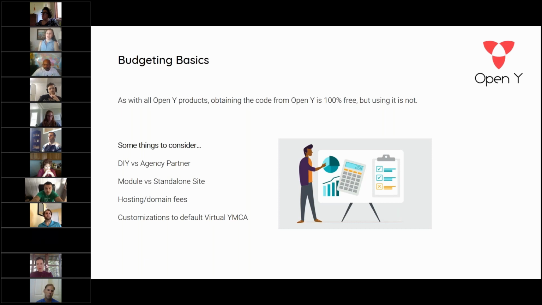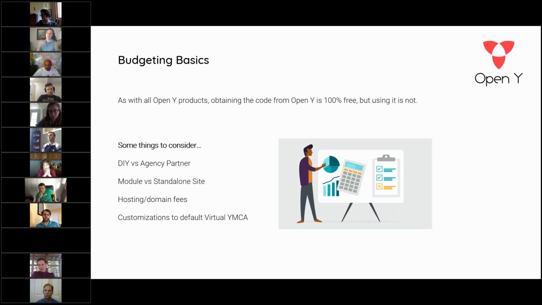So some things to consider that are going to impact your cost: do you have a very robust IT team who can help get this up and running? Are you going to do it DIY? Or does it make sense to work with an agency partner? For those of you who have an OpenY site, obviously the second route makes sense, and you're going to have some existing agreements in place with them that they can just add this to their billable hours.